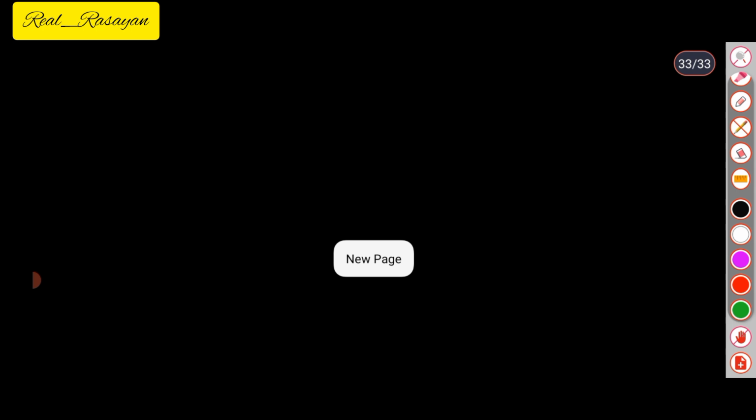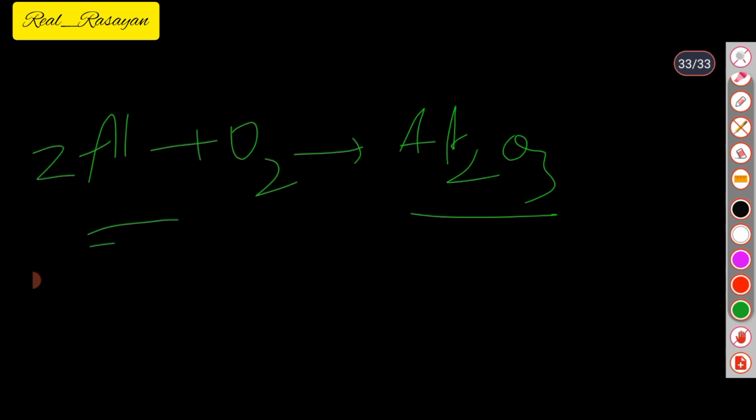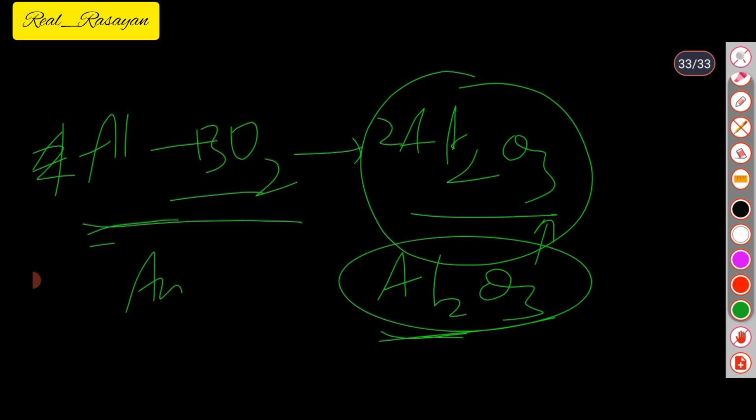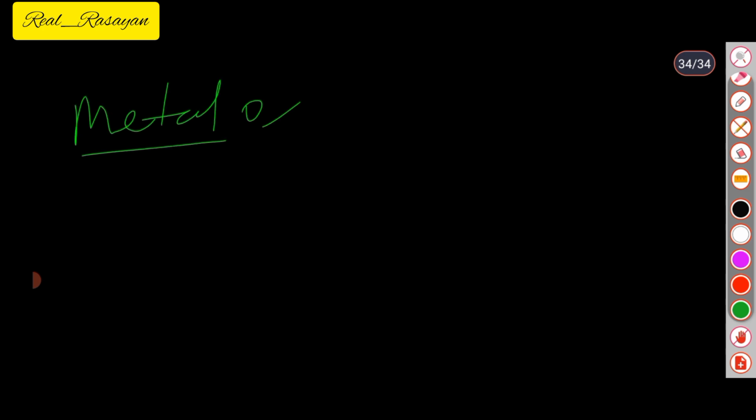But an important question, aluminium forms oxide, that is Al2O3. You can balance the equation by hit and trial method. So there is an odd number of oxygen. You can add 2 Al2O3, so it will be 4 Al and 3 O2. But this Al2O3 is the oxide which is amphoteric. So there will be the types of oxides. Metal oxides are basic.